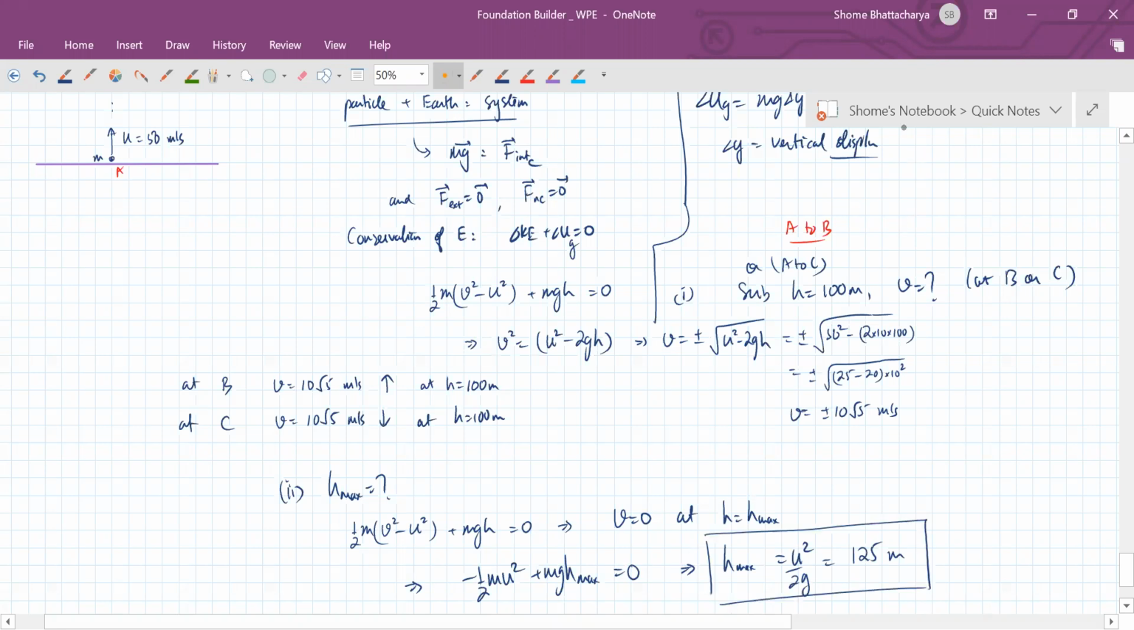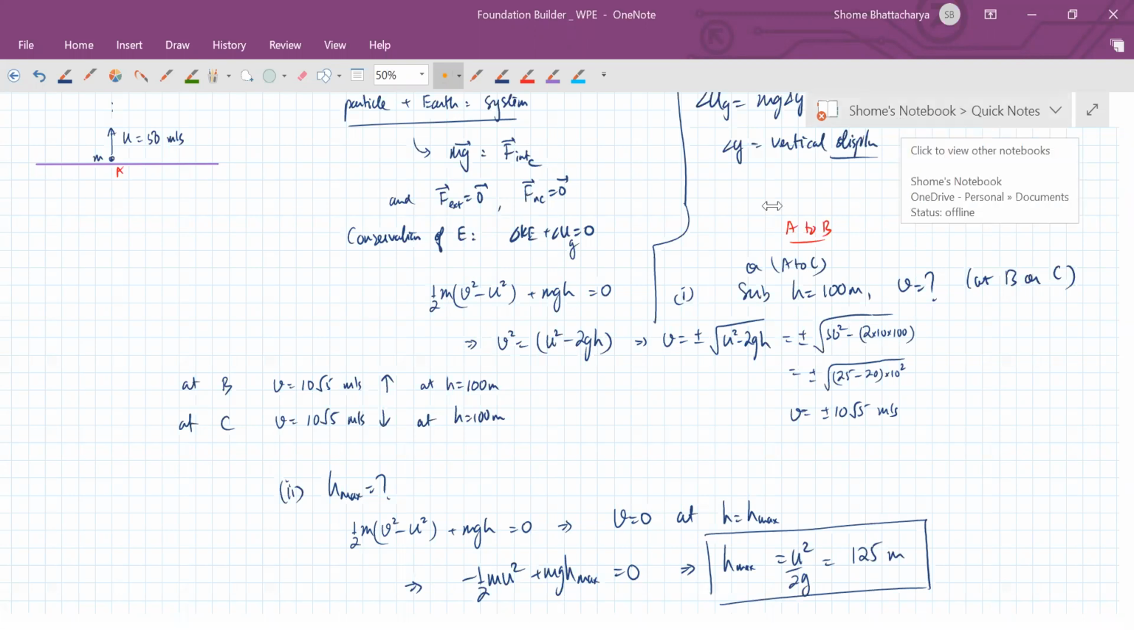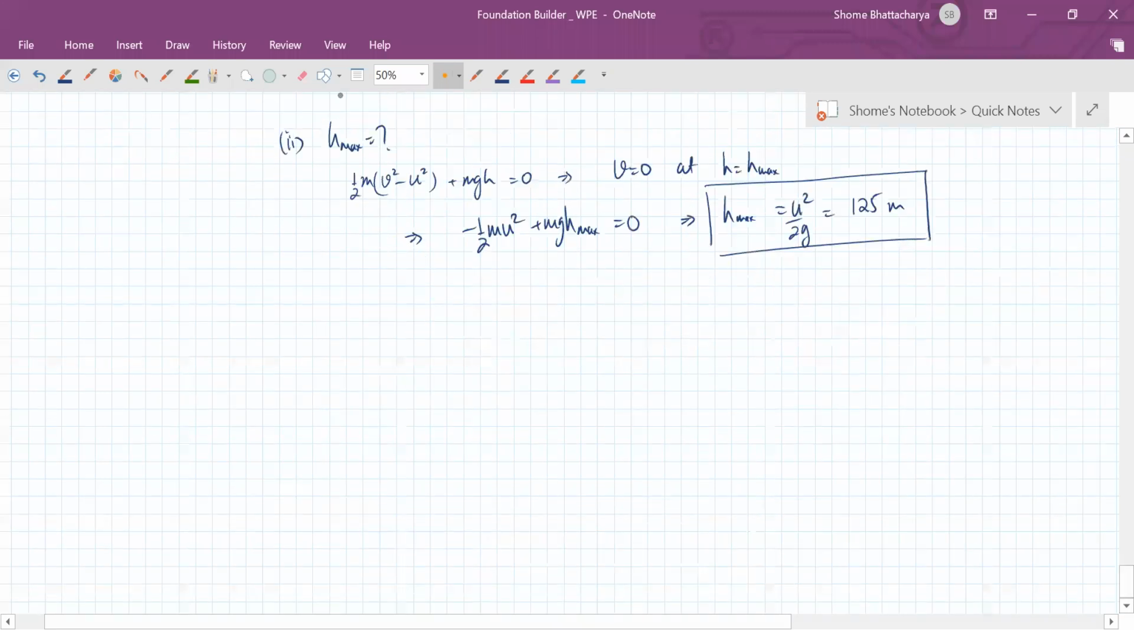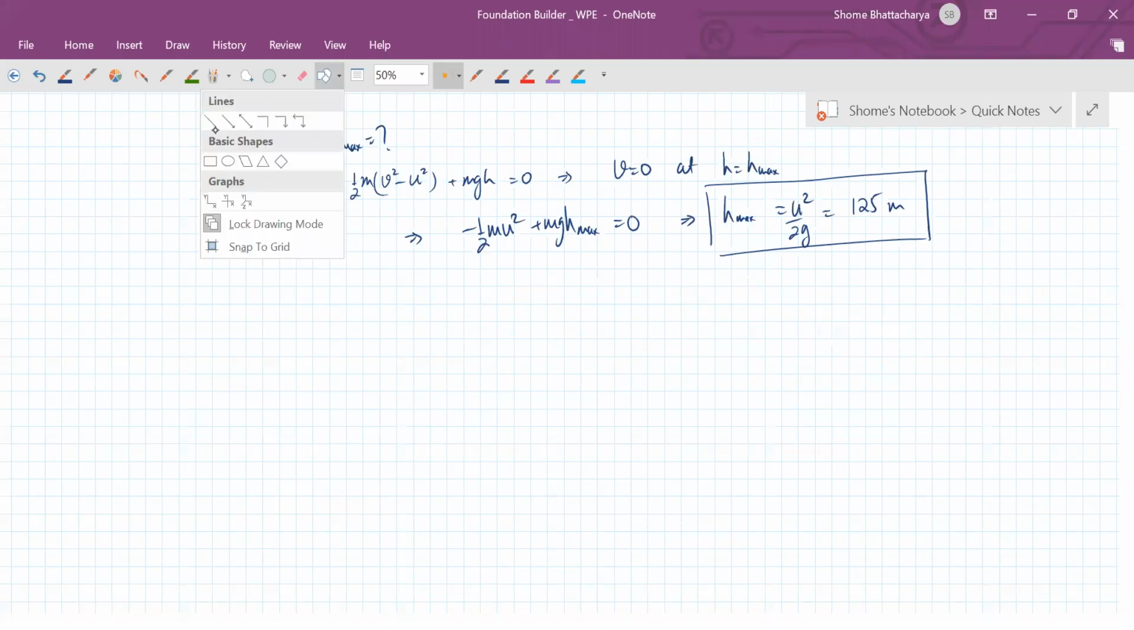So this is just to get you started, but we'll see there are many types of situations. Okay, now let's see another example of a problem which is much easier to do from work energy.